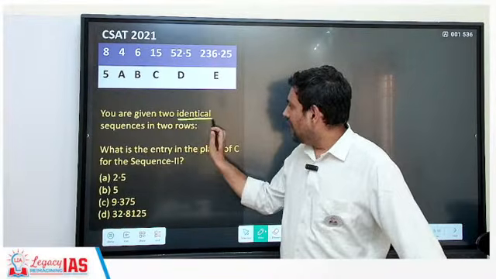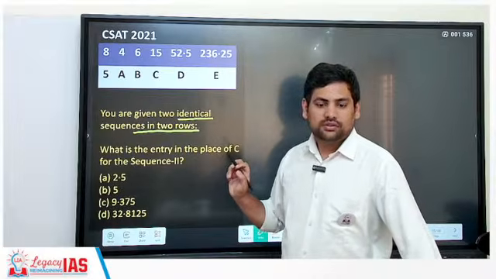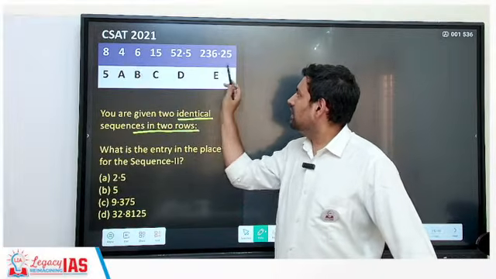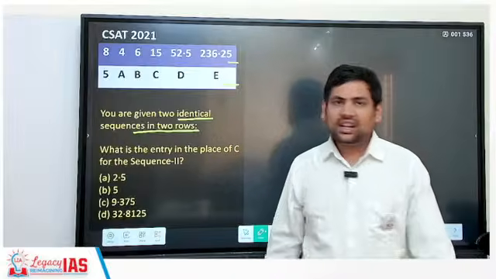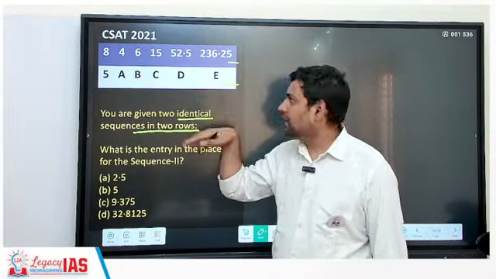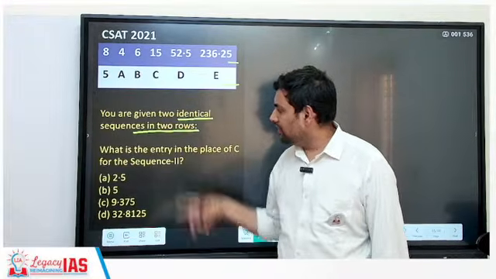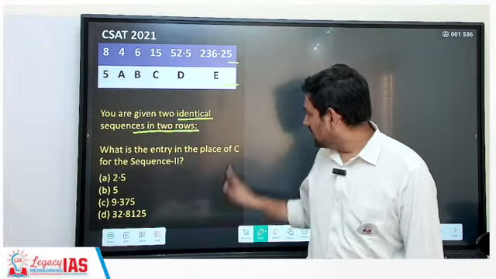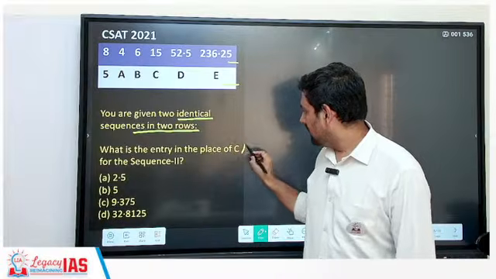You are given two identical sequences in 2 rows. So what is it saying? This sequence and this sequence are identical in nature. So of course the pattern is row wise. Correct? Now try to find out what is the pattern row wise and try to find the value of C. Try it.